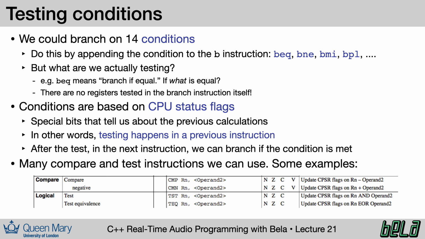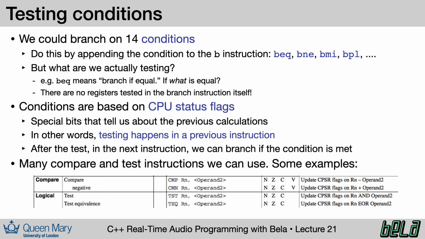Well, it turns out that what the branch instruction is doing is that it's branching based on something called the CPU status flags. The status flags are a special set of bits inside the processor which tell us certain things about the results of previous calculations. The implication is that the branch instruction is actually branching based on what happened in a previous instruction. So we have one instruction which is going to give us the test, and then the next instruction is going to branch conditionally on what the result of that test might have been.